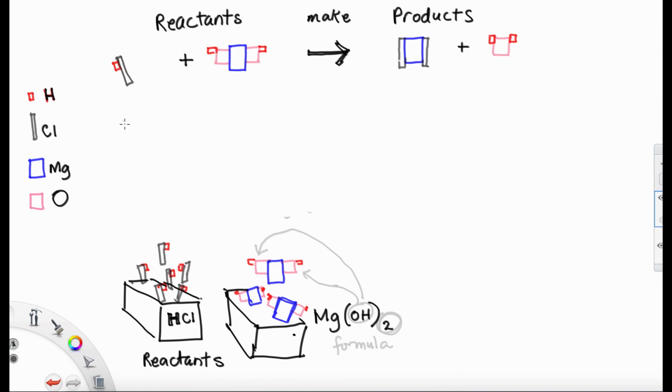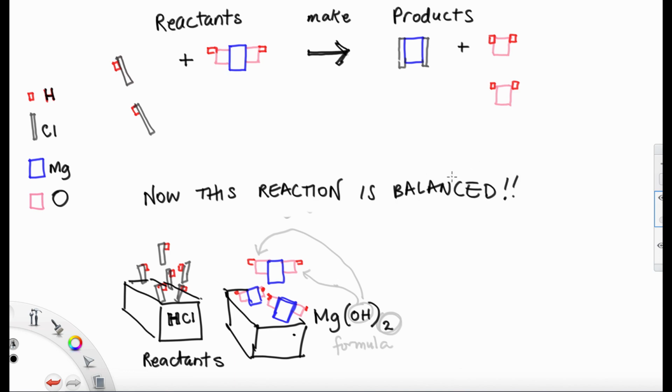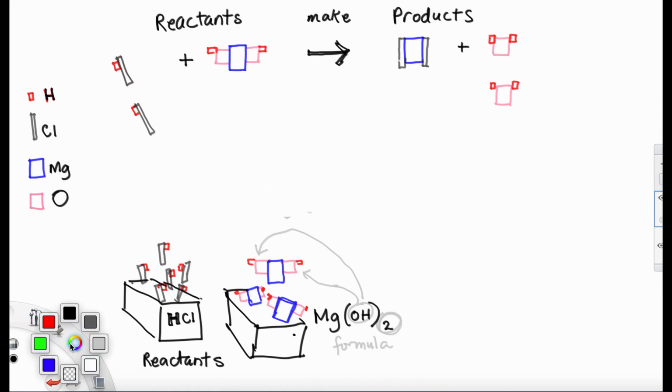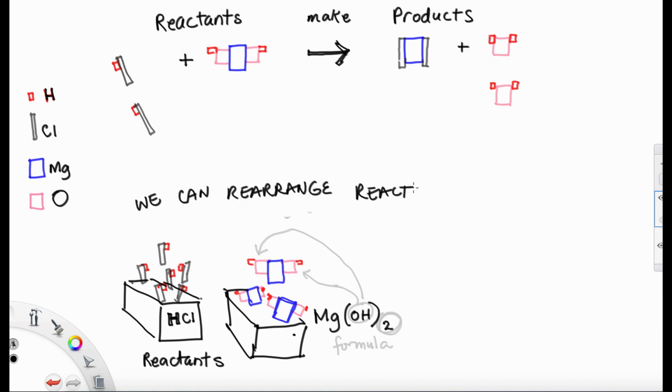So you will see that we actually need 2 HCl's in order to make the product, and we will end up with 2 waters in the end. And now this reaction is balanced. In fact, we can take the reactants, we can rearrange the reactants in order to show that it makes the products.